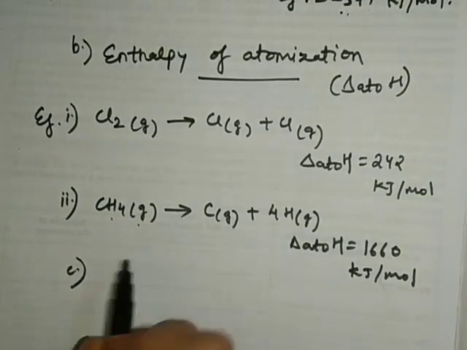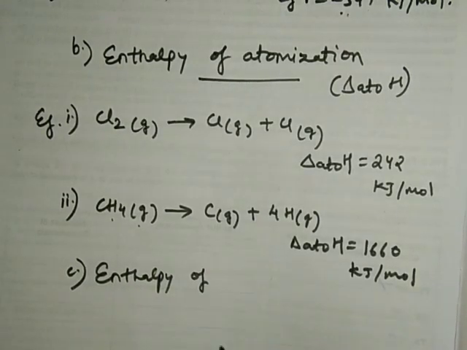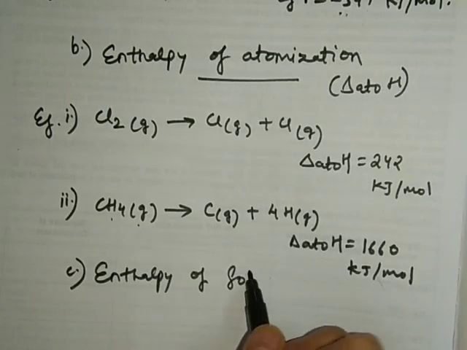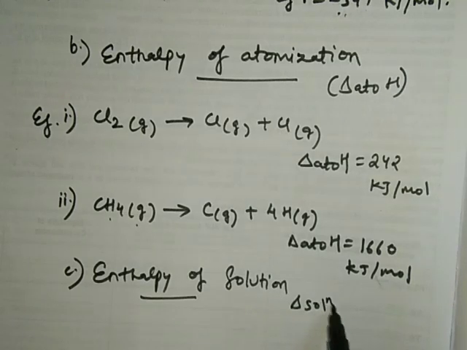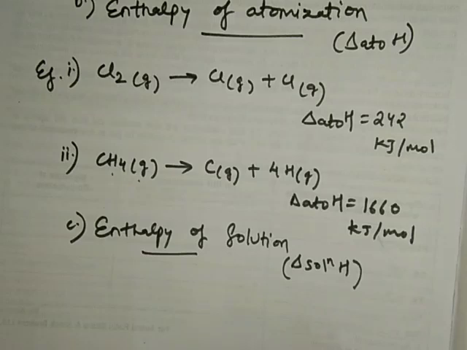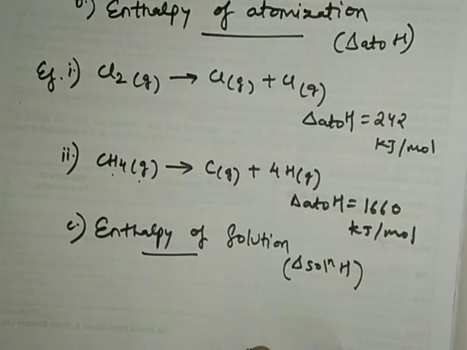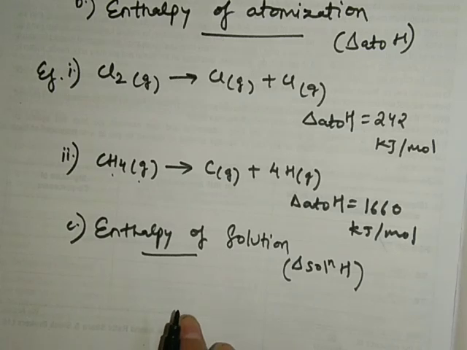Next is called enthalpy of solution. The third type of enthalpy is called enthalpy of solution, which will be denoted in this way. Okay, this is the symbol of enthalpy of solution. Now, what is the definition for this, students? The enthalpy of solution is defined as the enthalpy change in a process where 1 mole of any substance is dissolved in a specific amount of a solvent.